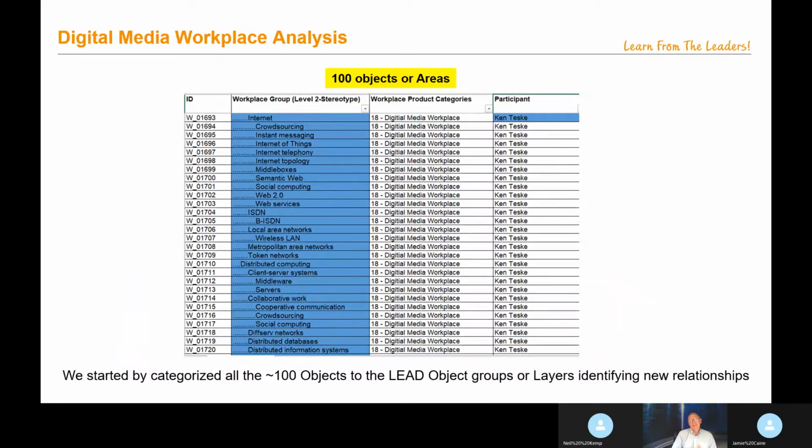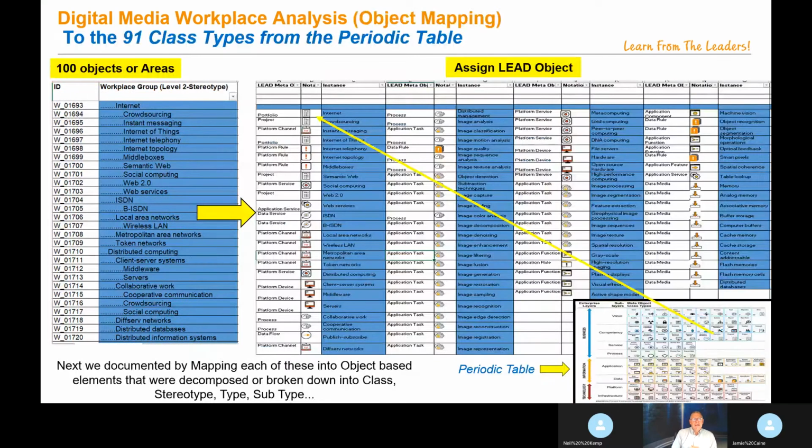So again, I had approximately 100 objects ranging from things like the internet to the Internet of Things to collaborative work, diversified networks, distributed databases, information systems. We started by categorizing all of these objects and areas into lead object groups in the various layers, identifying some new relationships. And I'll show you some of that. On the left of the screen, you see where we just started from. Here are the 100 objects or areas, because not all of them were individual objects, some were focus areas.